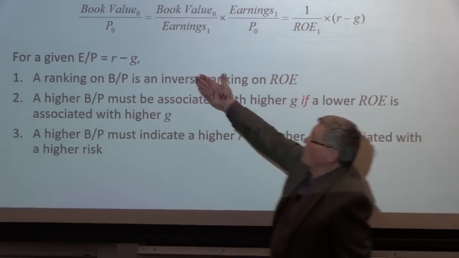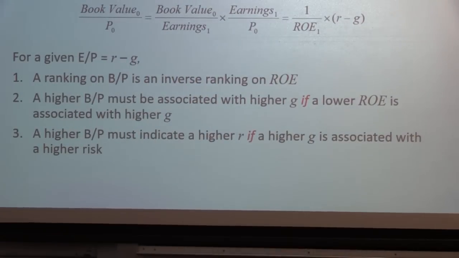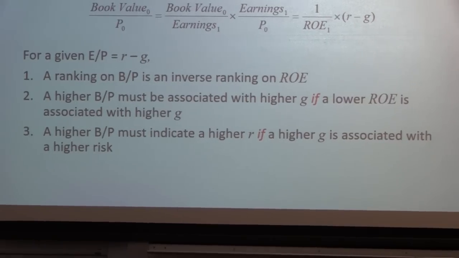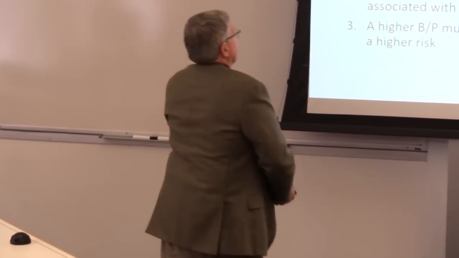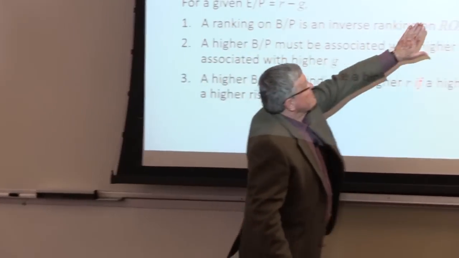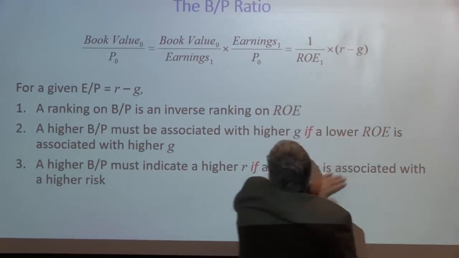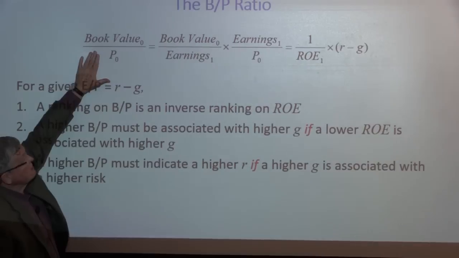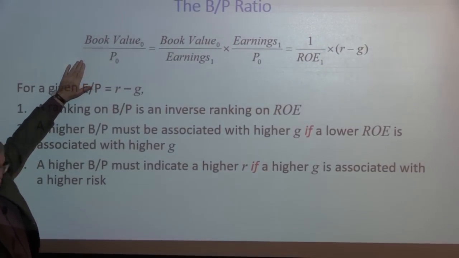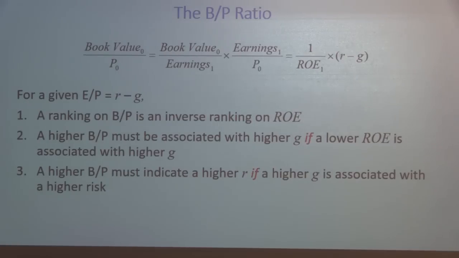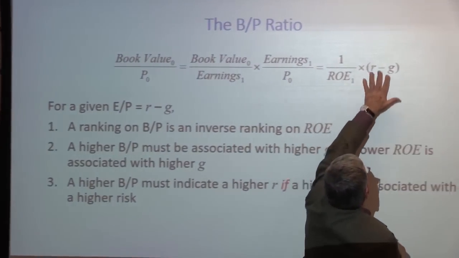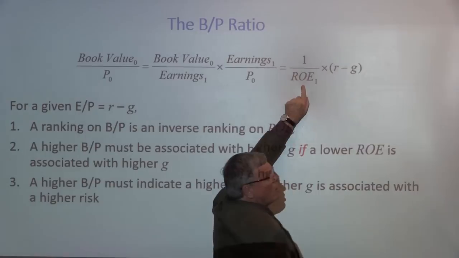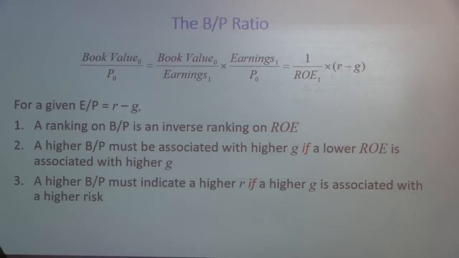I want to understand what I'm buying when I'm buying a high book to price, which is what we're supposed to buy because that's supposed to give us returns, okay? And we're worried whether that's a risk. Okay, for a given earnings to price, that is holding this constant, in ranking book to price down those columns for given earnings to price, it's an inverse ranking on the book rate of return, okay? We can see that very quickly here. So holding this constant, the lower this, the higher this must be, okay?